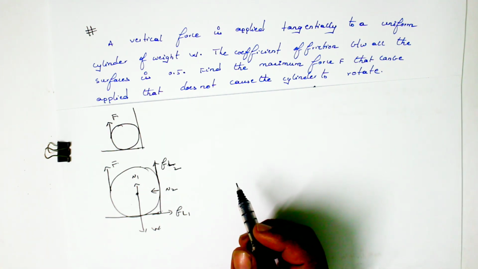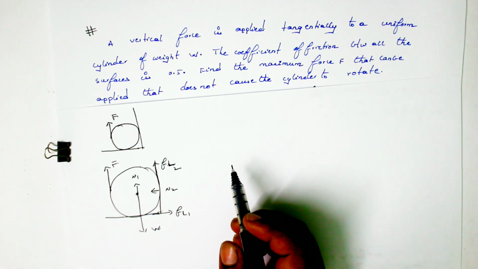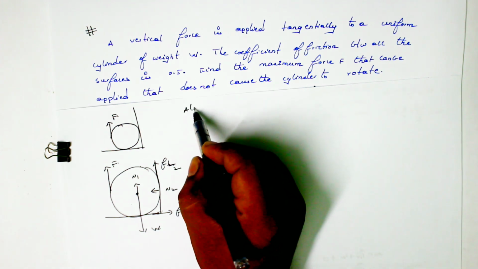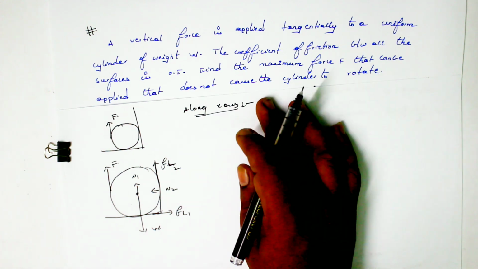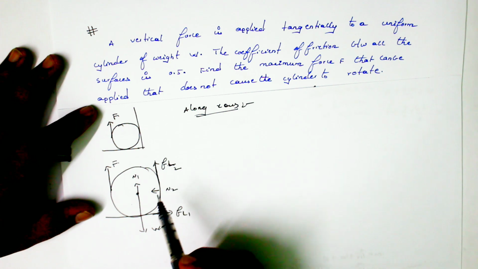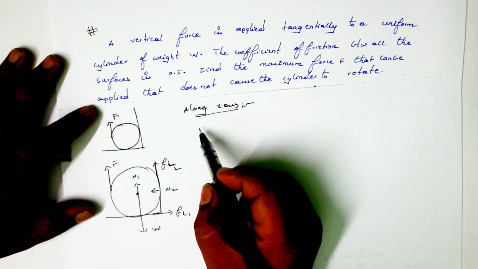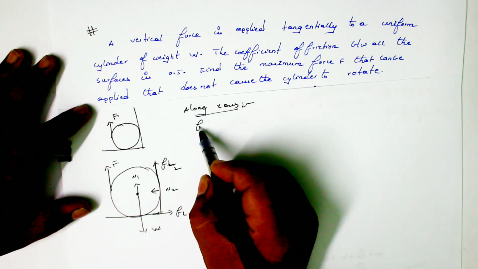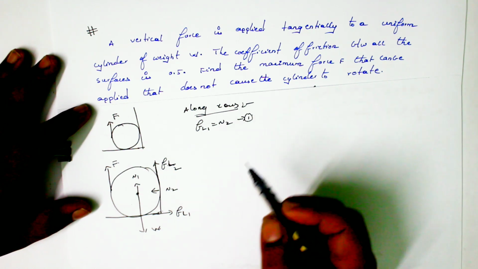Now I can equate all the forces along the x-axis and y-axis, because this cylinder is in equilibrium. So along the x-axis, what are the forces which are in equilibrium? Along the x-axis, FL1 and N2, only these two forces are present. So definitely FL1 should be balanced by N2 here. Therefore I will write FL1 is equal to N2. Let it be my equation number 1.